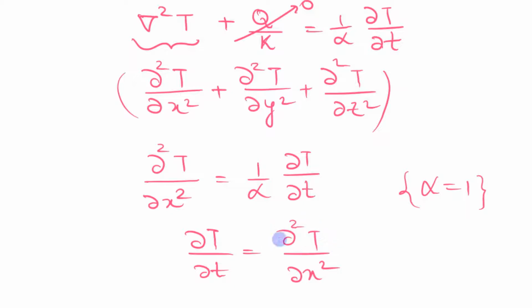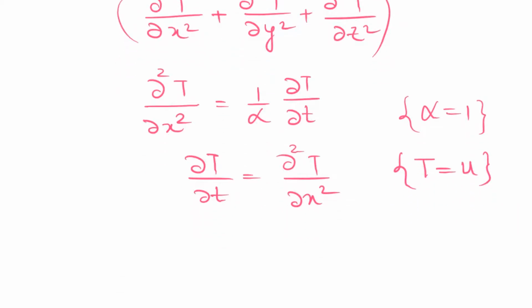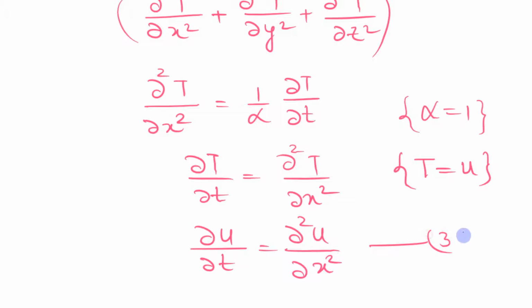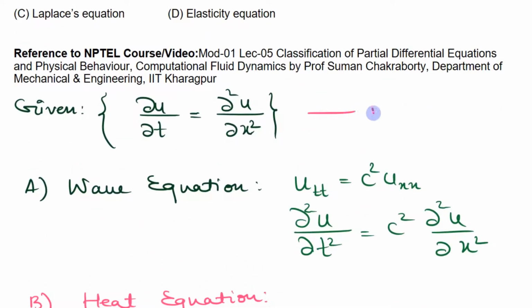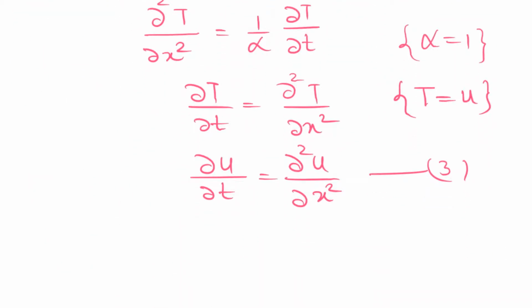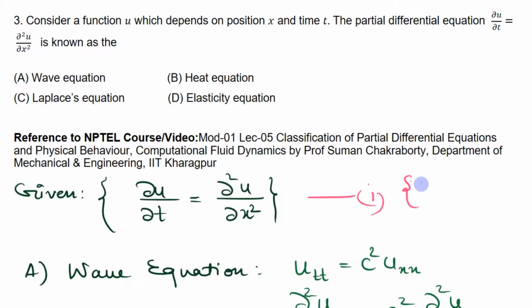Now this T is the temperature here, and we can replace it with any variable. So if we consider T equal to u, suppose u is the temperature, we can write ∂u/∂t = ∂²u/∂x². So if we compare this equation number 3 with, let's say, equation number 1, we see that this is a heat equation. So this is the 1D heat equation, that means one-dimensional heat equation. So option B is the correct choice.